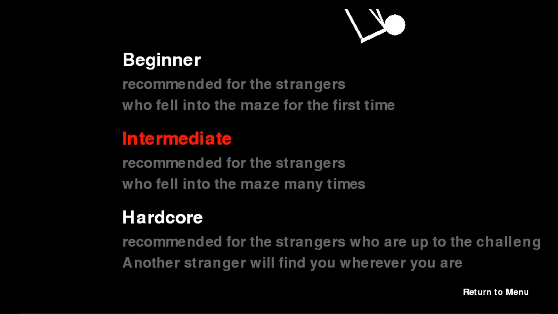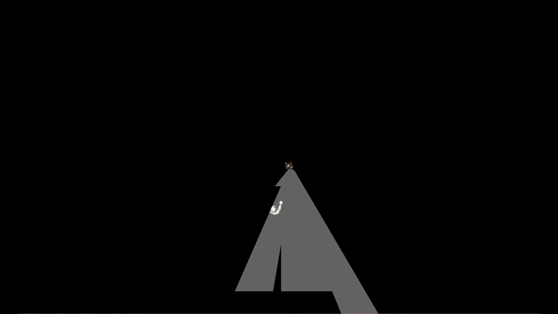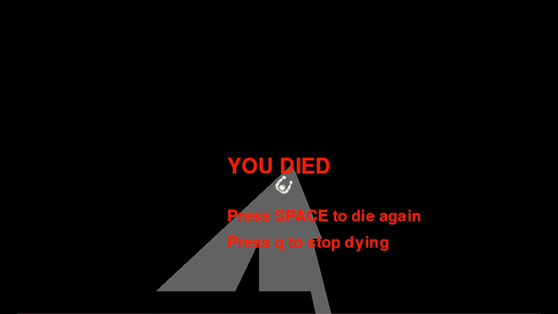Also, I'll show you the rest of the levels. Intermediate. Let's go to 2D mode and uncover the maze. It's a little bit more difficult than beginner's mode, but it's still manageable. The green box is our end goal. And I hear the enemy right there. We can die.